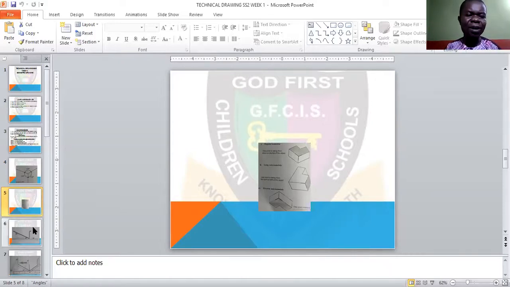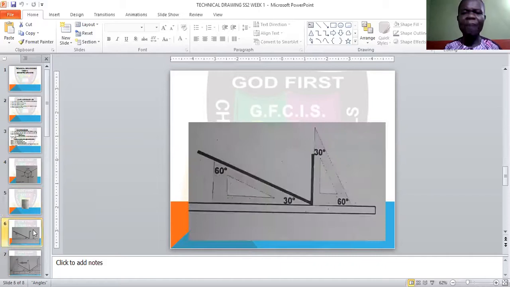Then we look at how these steps work, the steps we have been discussing. These are the steps. This is a horizontal line drawn on the T-square. A horizontal line drawn on the T-square.